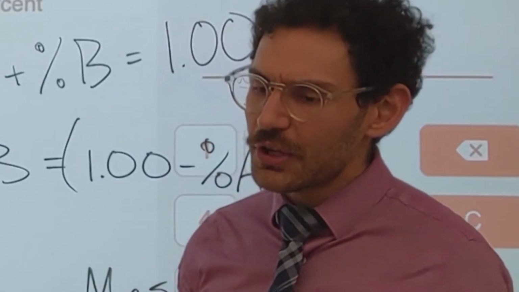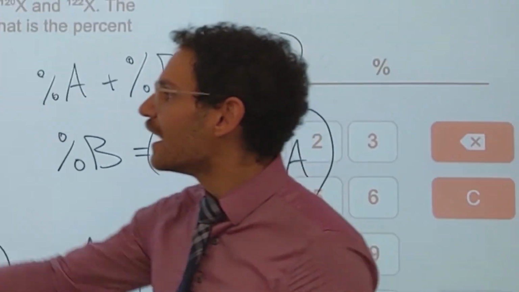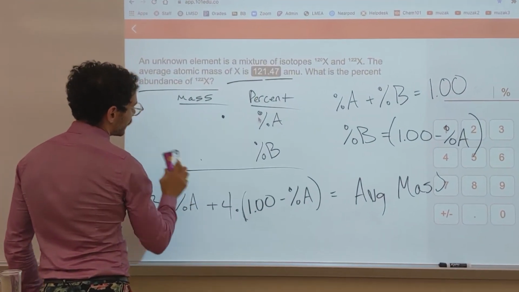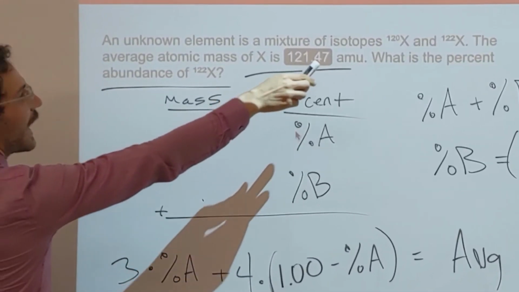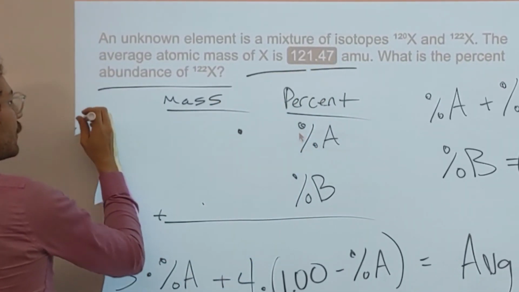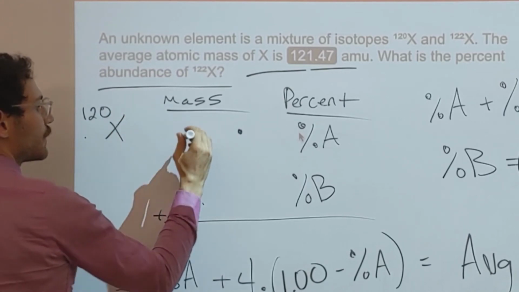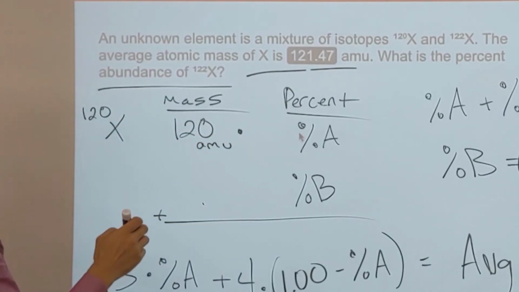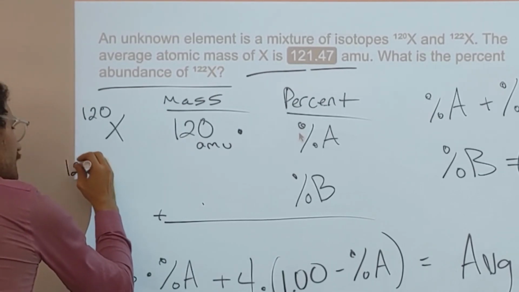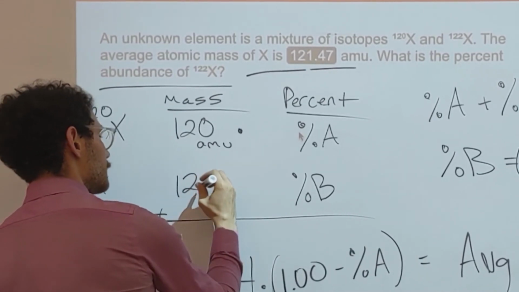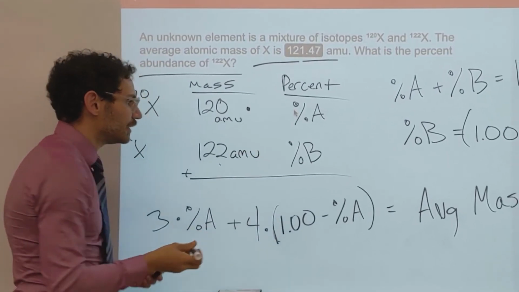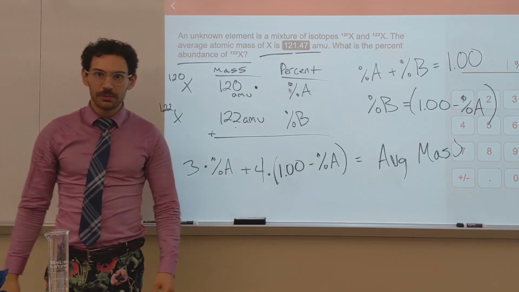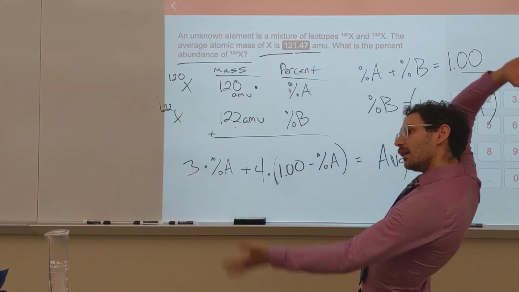Wow! There's one other thing you might be asking: how do you get the masses for these two things? Well, in this particular example, we've got X with an atomic mass of 120 AMU, and we've got X-122, which has a mass of 122 AMU. That is all you need to solve a problem like this.